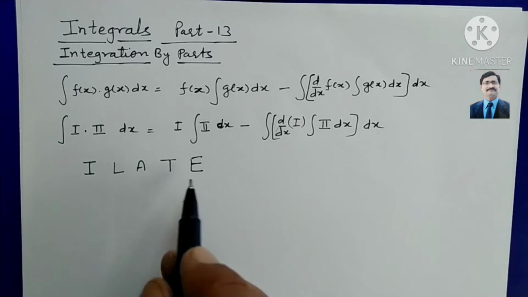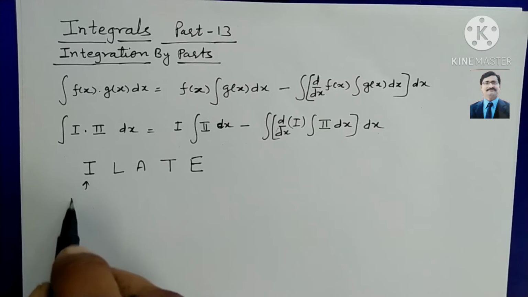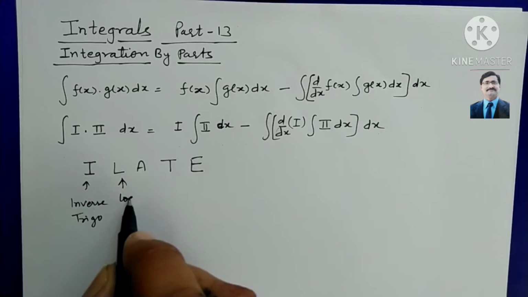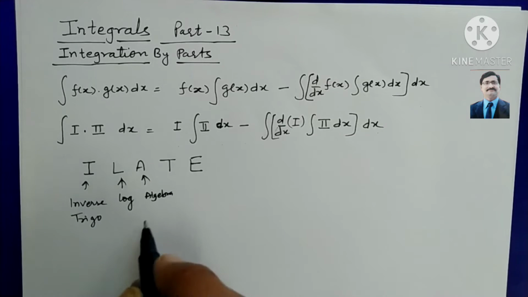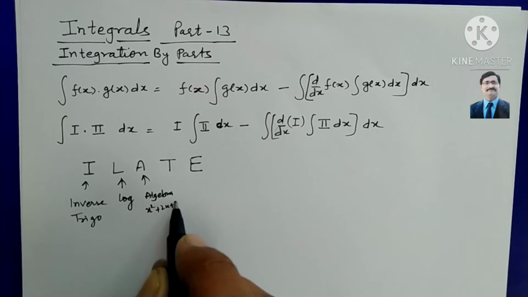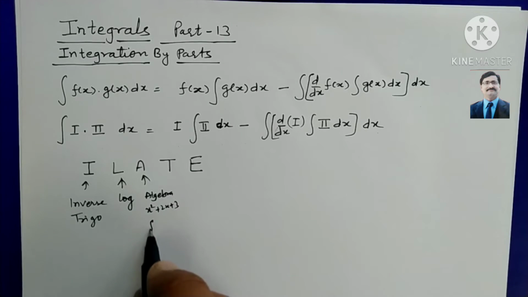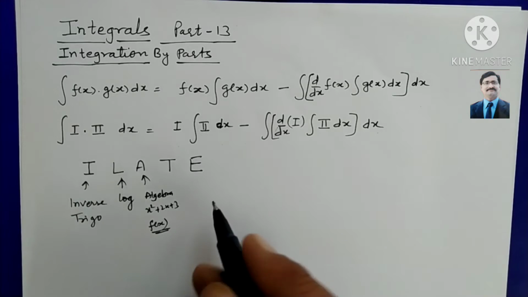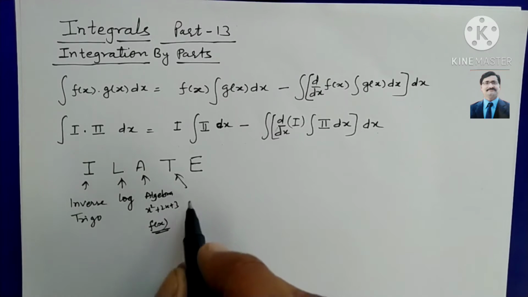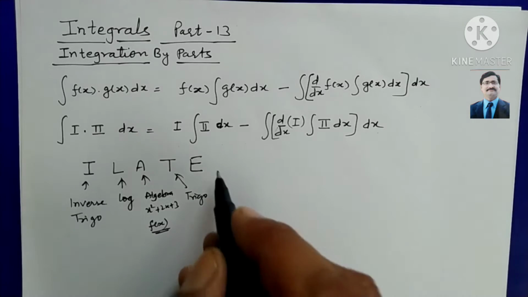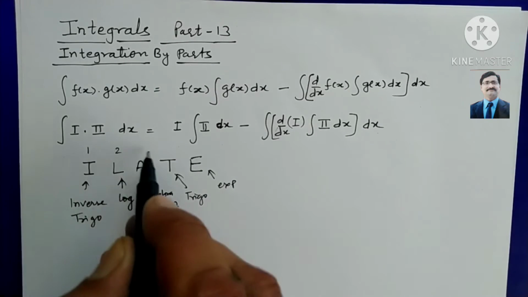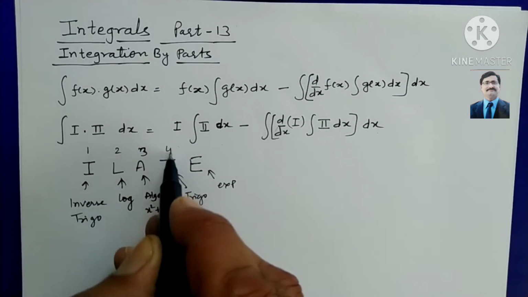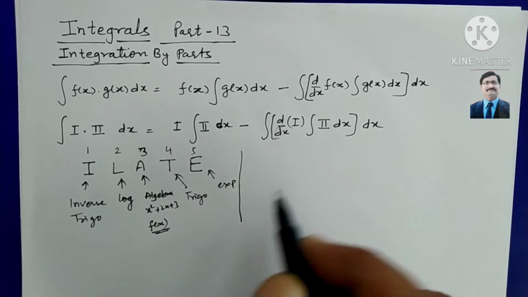This order we will keep here: I for inverse trigonometry, L for log, A for algebra, you know already, x square plus 2x plus 3 or any function of x, polynomials you know already, T for trigonometry and E for exponent. So this we will write as the order. This is the first, second, third, fourth and fifth. This order you will keep in mind.